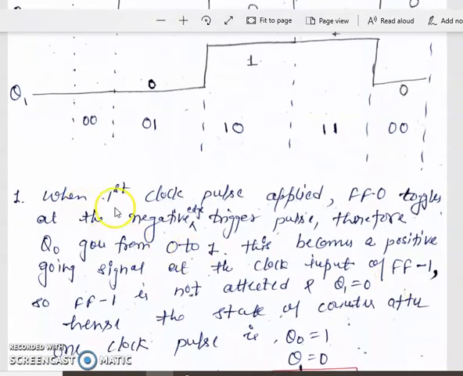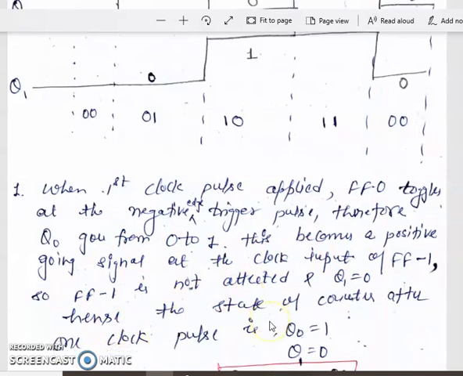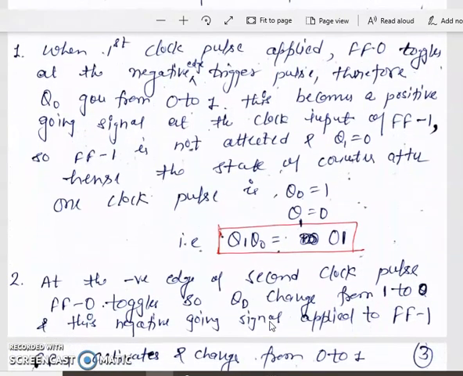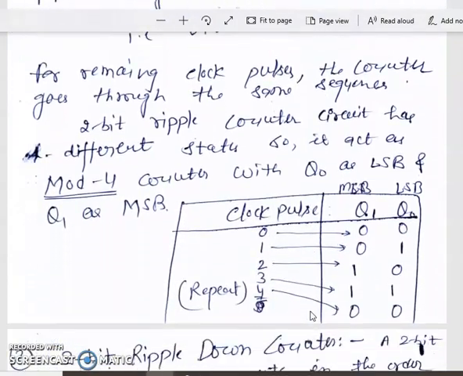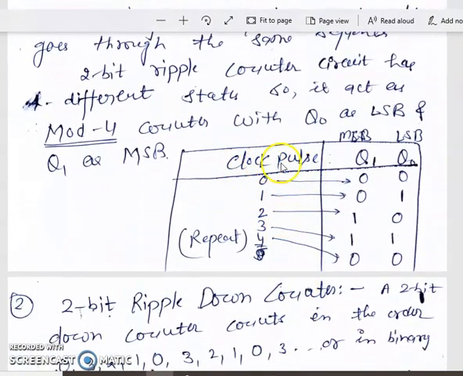For the written work: when the first clock pulse is applied, flip-flop number 0 toggles at the negative edge triggering pulse, therefore Q0 goes from 0 to 1. This becomes a positive edge, so flip-flop 1 is not triggered and Q1 is 0. Hence the state of the counter with one clock pulse is Q0 is 1 and Q1 is 0, so we write here Q0 Q1, that is LSB MSB, as 1 and 0, and so on for all the states. This is the written part for the flip-flop, and next is the table for the 2-bit asynchronous up counter.